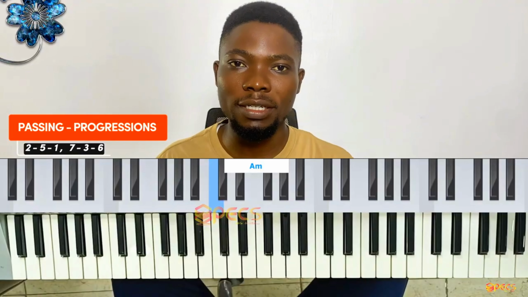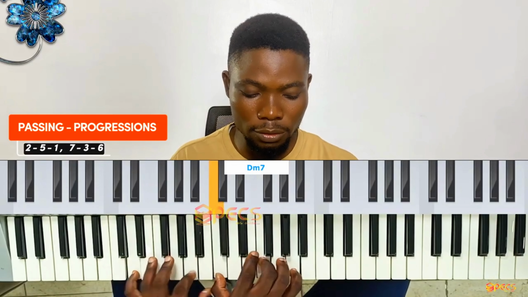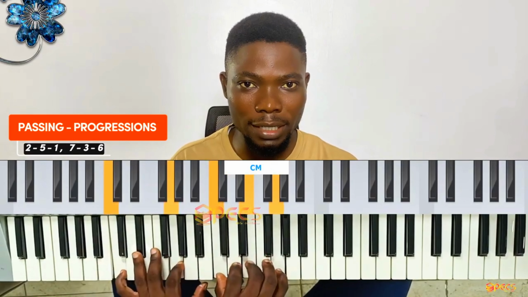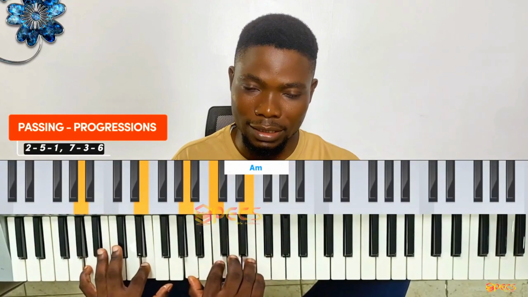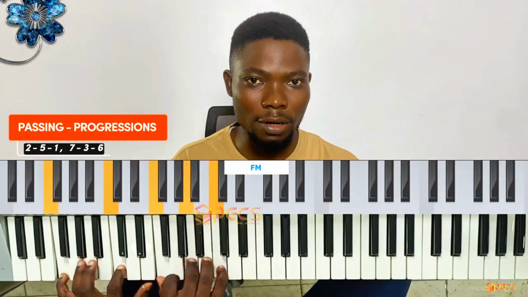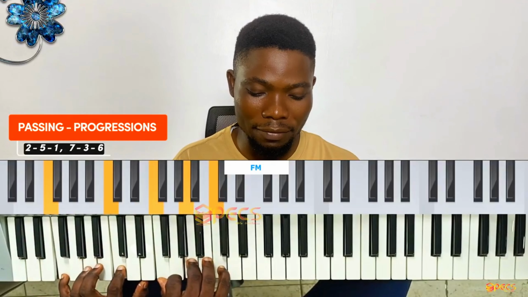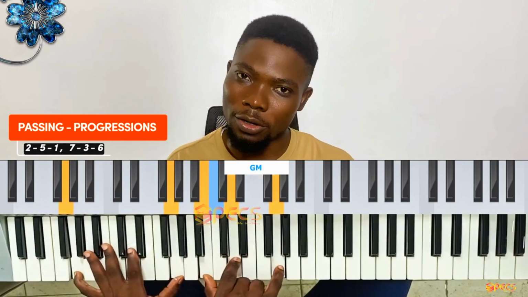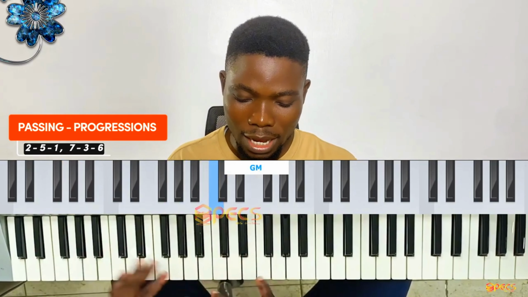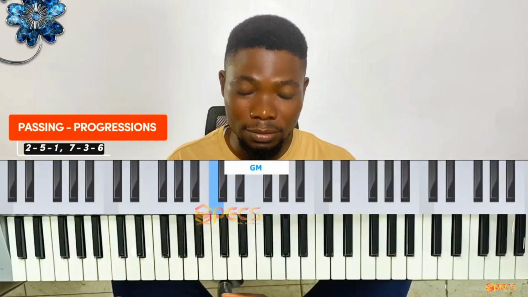So I do this passing progression around the 12 keys. I'm going to 1, 2, 5, 1. I'm going to 6, 7, 3, 6. I'm going to 4, 2, 5, 1. Let's say I'm going to 5, I can do this, it will also work too. Did you see that? So I do this exercise on the keys.